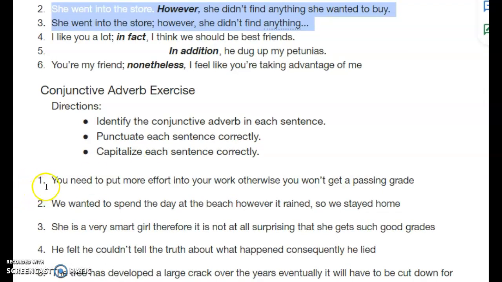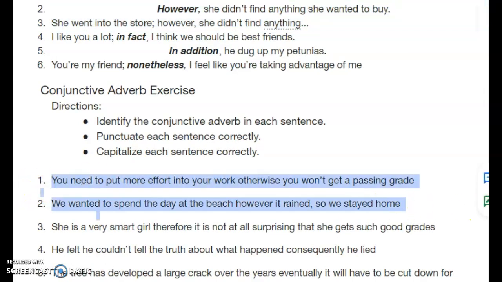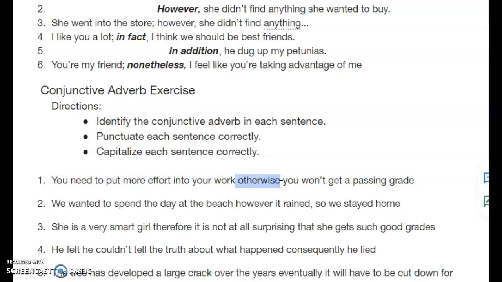All right, so down here, number 1, you need to put more effort into your work, otherwise you won't get a passing grade. First question is, what's the conjunctive adverb? Did you find otherwise? So the conjunctive adverb is otherwise. Next, I want you to write this sentence out either as a single sentence or as 2 sentences. Punctuate and capitalize correctly. Don't forget the periods at the ends of the sentences. Whether you need the semicolon and the comma or you just need a period, capital letter, comma, that's up to you.